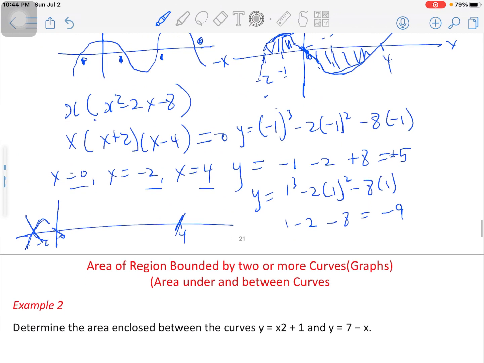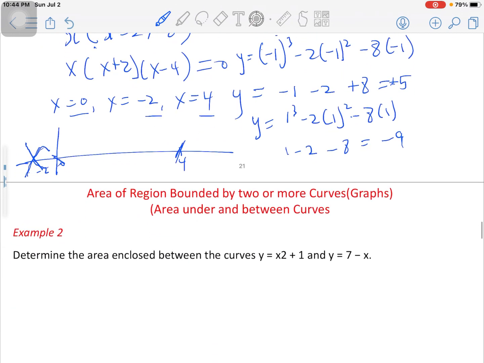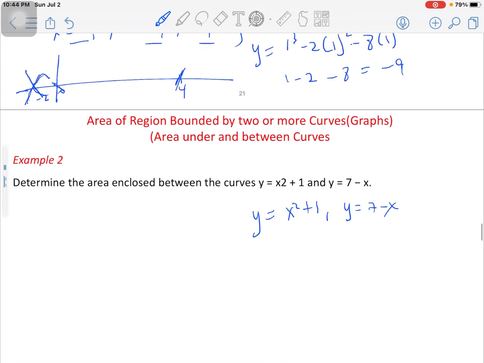Let's look at how we will be able to find the graph of the second function. The second function is telling us that we should determine the area enclosed between the curves y equal to x squared plus 1 and y equal to 7 minus x. Let me write it well.